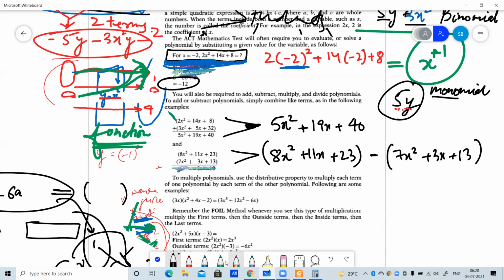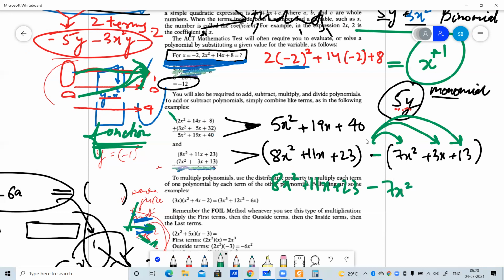Now you can solve it. You can write 8x squared plus 11x plus 23. This minus is in multiplication with everything, right? Right. So minus times positive 7x squared will be negative 7x squared. And negative times positive 3x will be negative 3x. And negative times positive 13 will be negative 13. Then you can combine 8x squared and negative 7x squared.